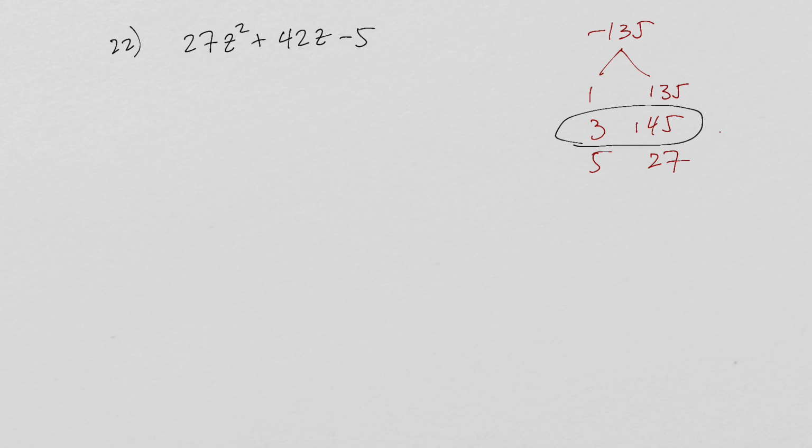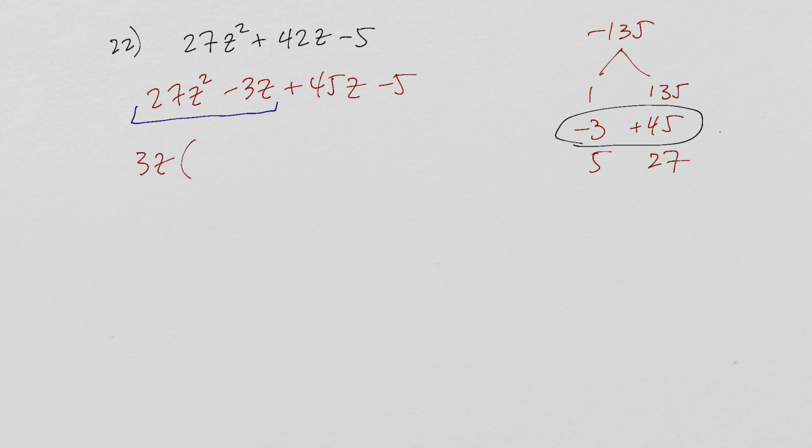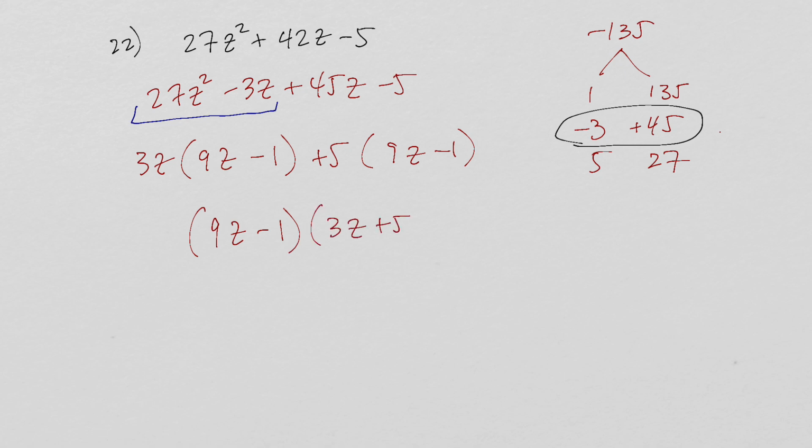This has got to be a positive 45 and a negative 3, not the other way around, because I have to add up to a positive 42. So this is 27z squared minus 3z plus 45z minus 5. Factoring this by grouping, I'll take a 3z out, and I'll get a 9z minus 1. So I'll put that down again. Then over here, I have to put a positive 5. So when I distribute, I get to there and to there. So my answer is 9z minus 1 times 3z plus 5.